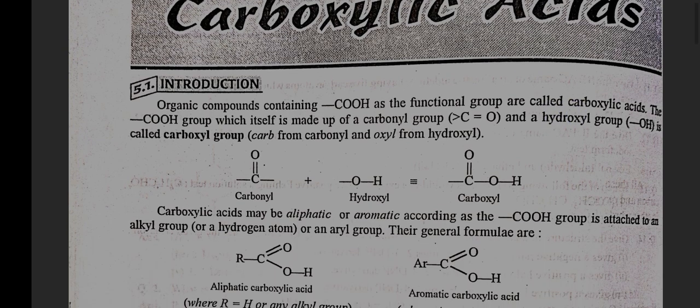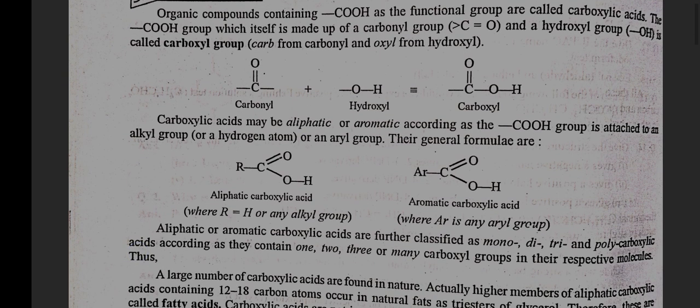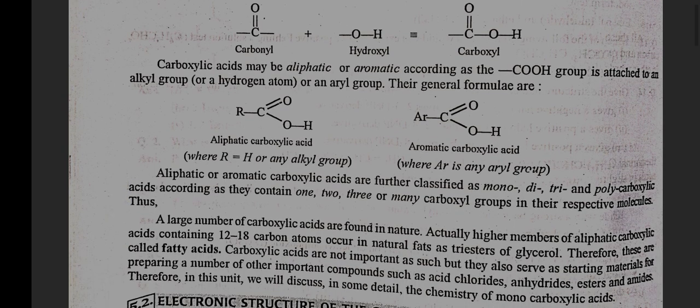Carboxylic acid may be aliphatic or aromatic according as the COOH group is attached to an alkyl group or an aryl group. The general formula is written as R-C double bond O single bond OH. Aliphatic or aromatic carboxylic acids are further classified as mono, di, tri and polycarboxylic acids according as they contain 1, 2, 3 or many carboxyl groups in their respective molecules.